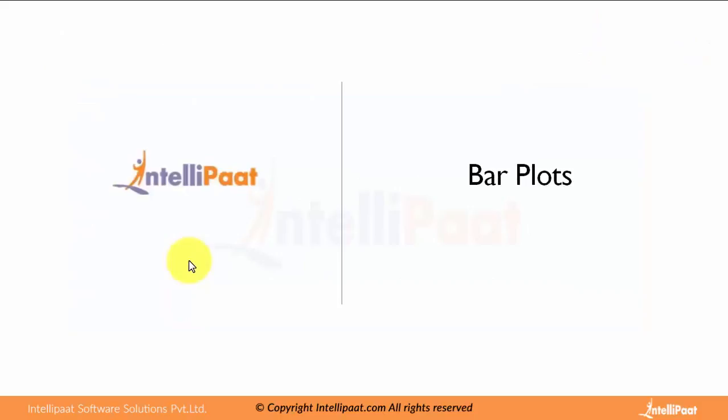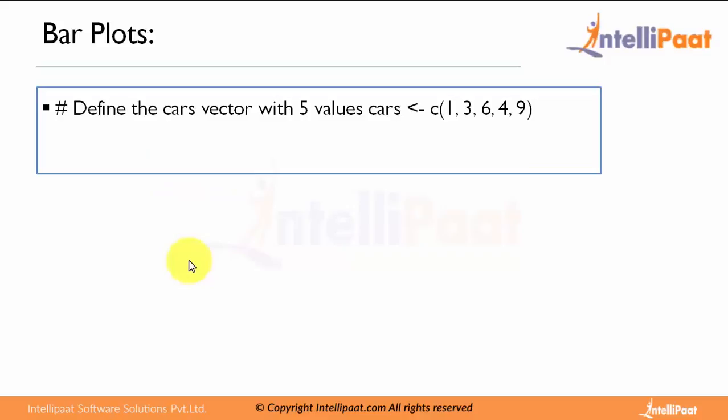Now this is about the bar plot, the way we saw. We create a vector for that, and on that we simply added the bar plot option.